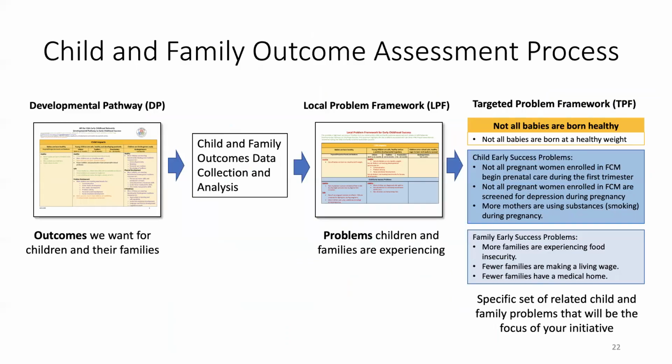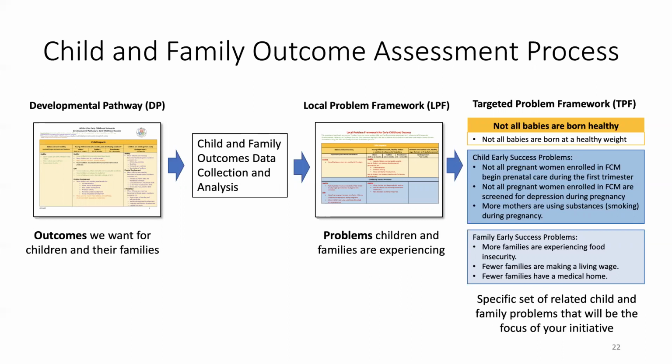So I want to spend a few minutes talking about the outcome assessment process. This is a high-level snapshot of some of the key pieces I want to talk about today as they relate to the developmental pathway. As I've said over and over again, the developmental pathway is outcomes, right? It's the outcomes we want for children and families. We use this to inform our data collection and analysis for our child and family assessment process. All the tools that we use are keyed around the developmental pathway, which makes it easier to analyze the data.